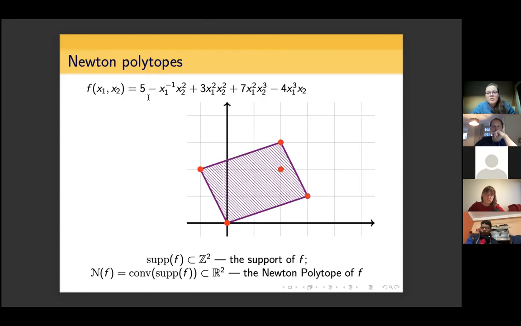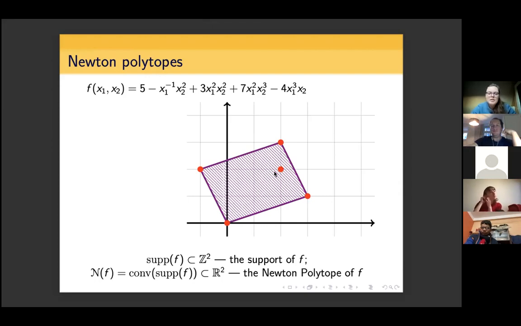And even though we lose a lot of information about the polynomial passing from the polynomial itself to its Newton polytope, we lose information about coefficients, we lose information about all the monomials such that the corresponding point of the support set lies inside your polytope.